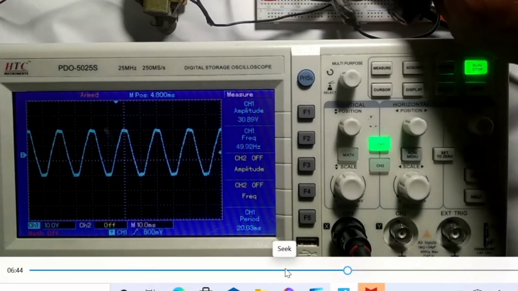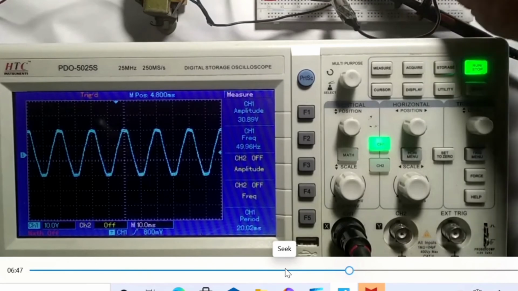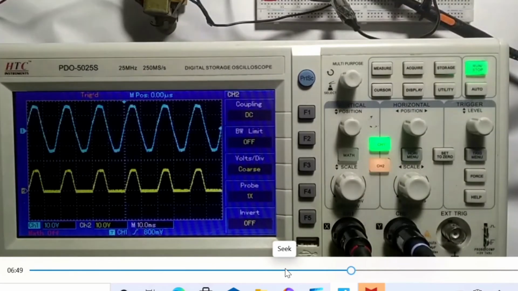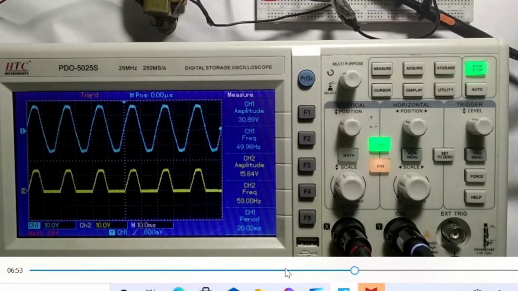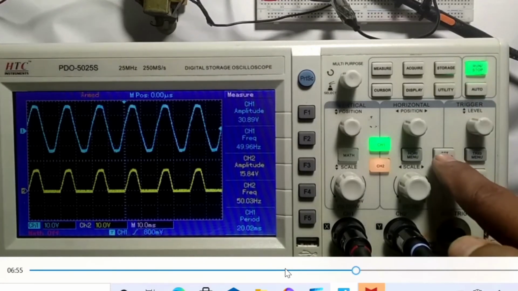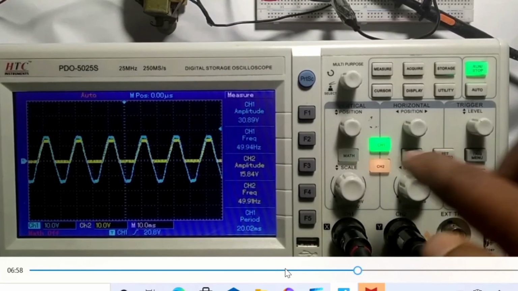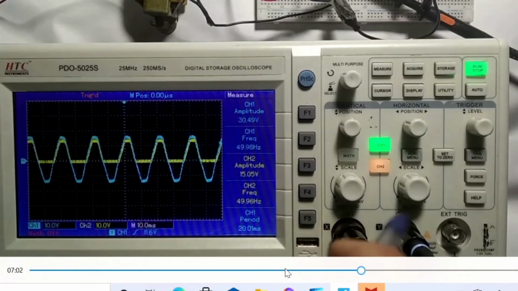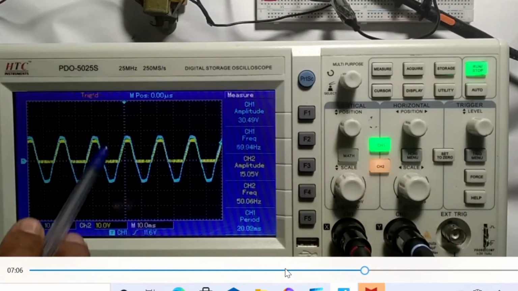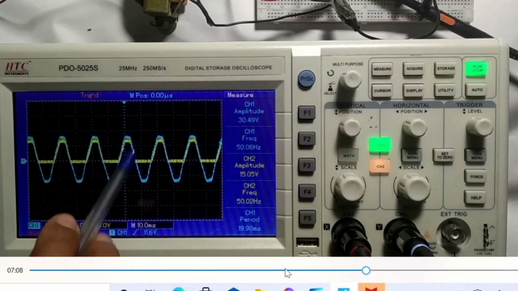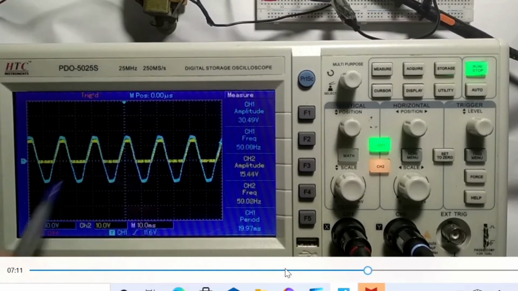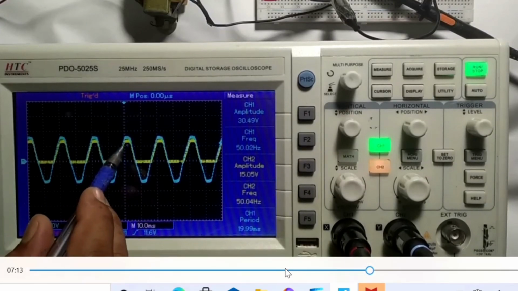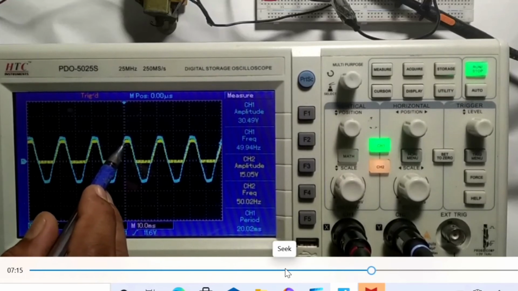Now we will use one more channel to observe the output waveform. So connect a probe in channel 2 and observe the output DC across the load. See here, making the time division the same, we merge both. So we get blue color as the input sinusoidal signal and yellow color as the output DC voltage. See here a minute difference.